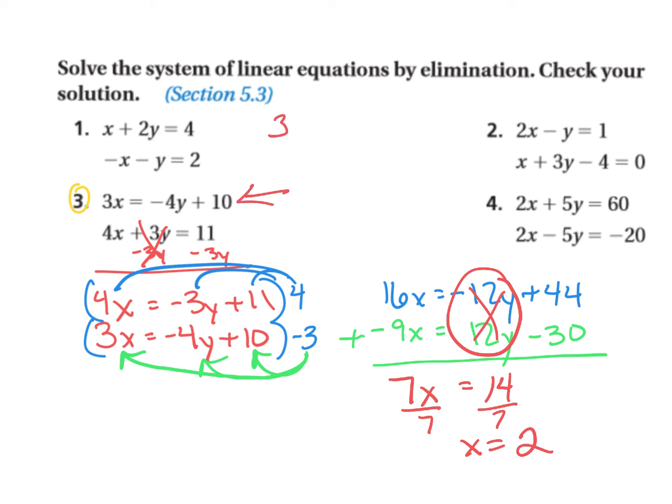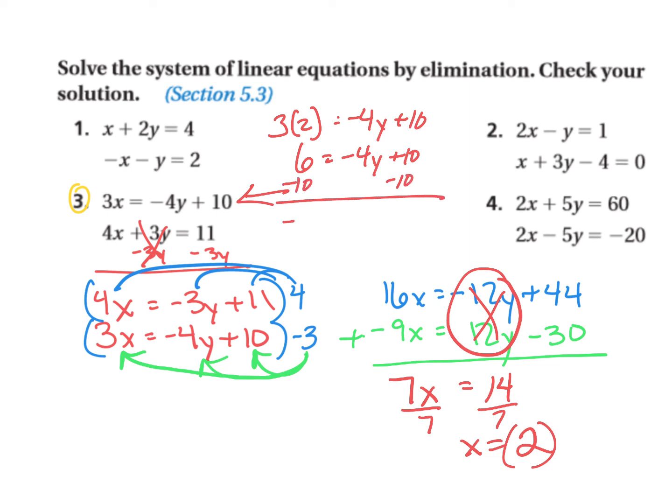So 3 times our x, which is 2. 3 times 2 equals negative 4y plus 10. So that equals 6. So let's go ahead and solve the equation like we normally would. Negative 4 equals a negative 4y. Divide by negative 4, y equals 1. So our solution is (2, 1).